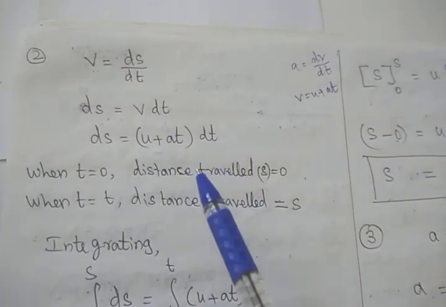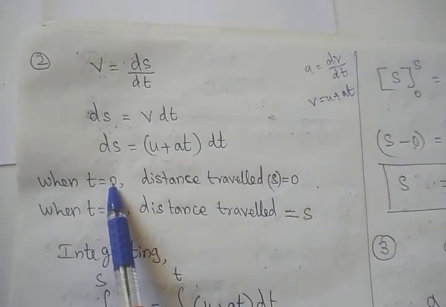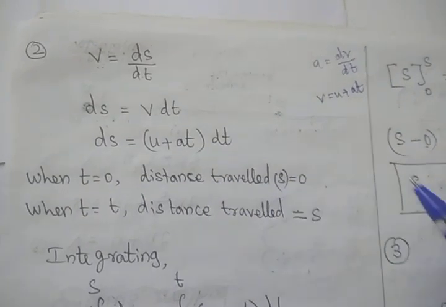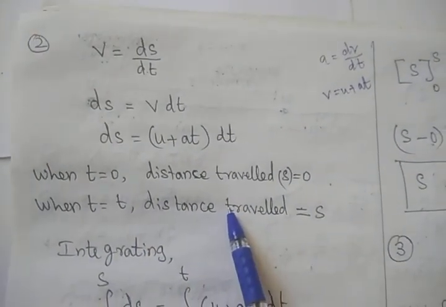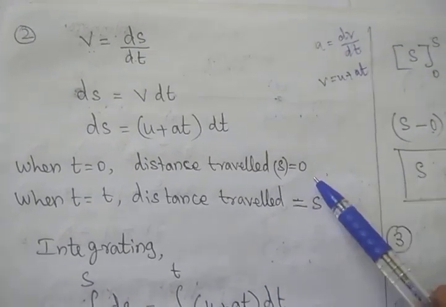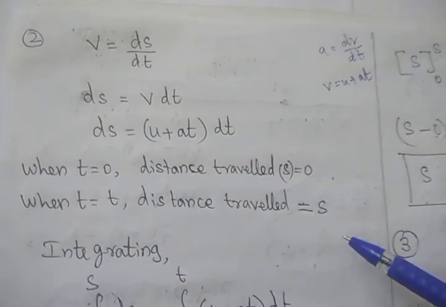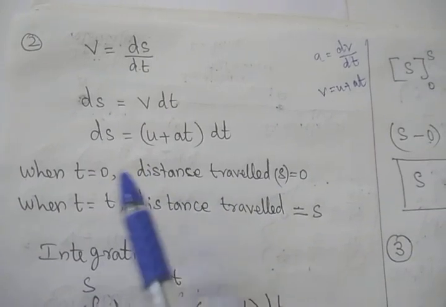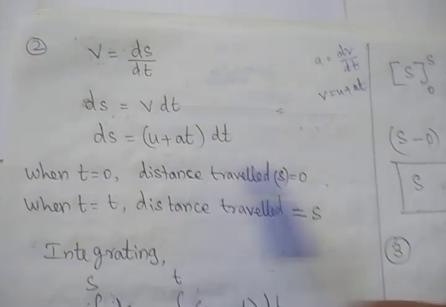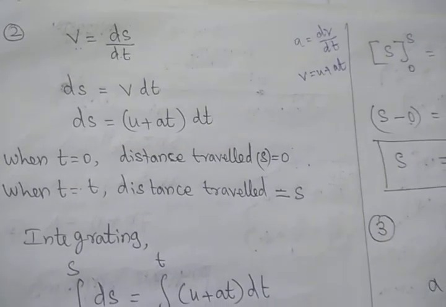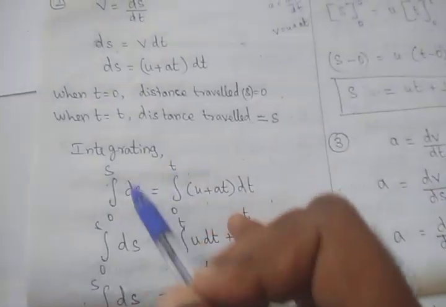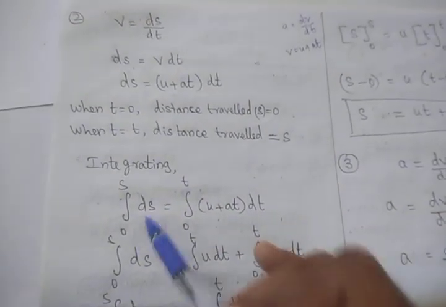As usual, at the time t is equal to 0, what is the distance traveled? 0. It is the starting point. After the time t, what is the distance covered by the body? It is s. The boundary condition means you have to fix the initial point and final point. So I will fix the initial point: time is equal to 0, the distance is 0. At the time t is equal to t, what is the distance covered? Yes. So now you are going to integrate with respect to limits.